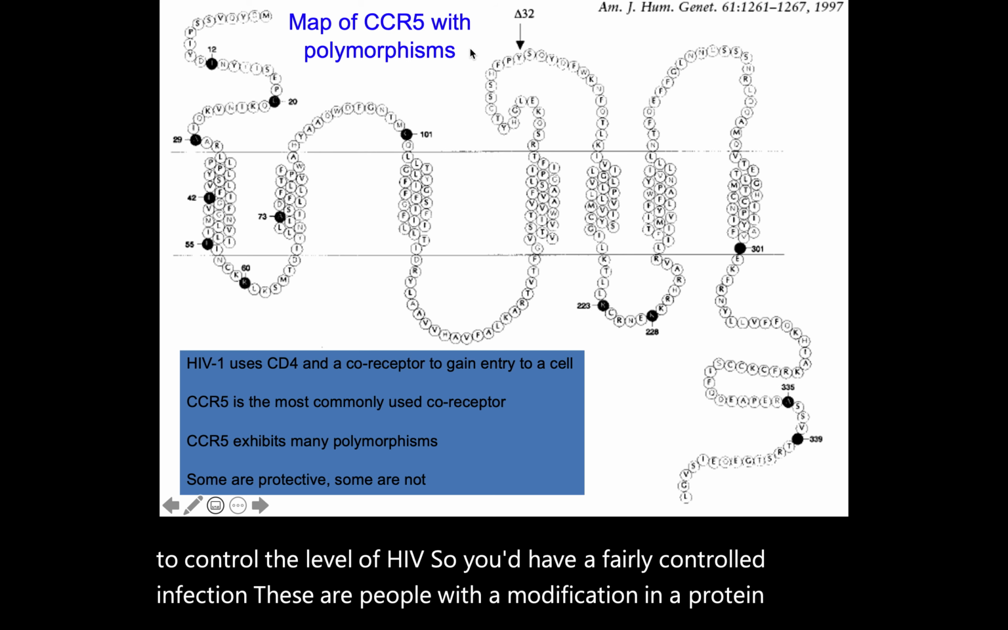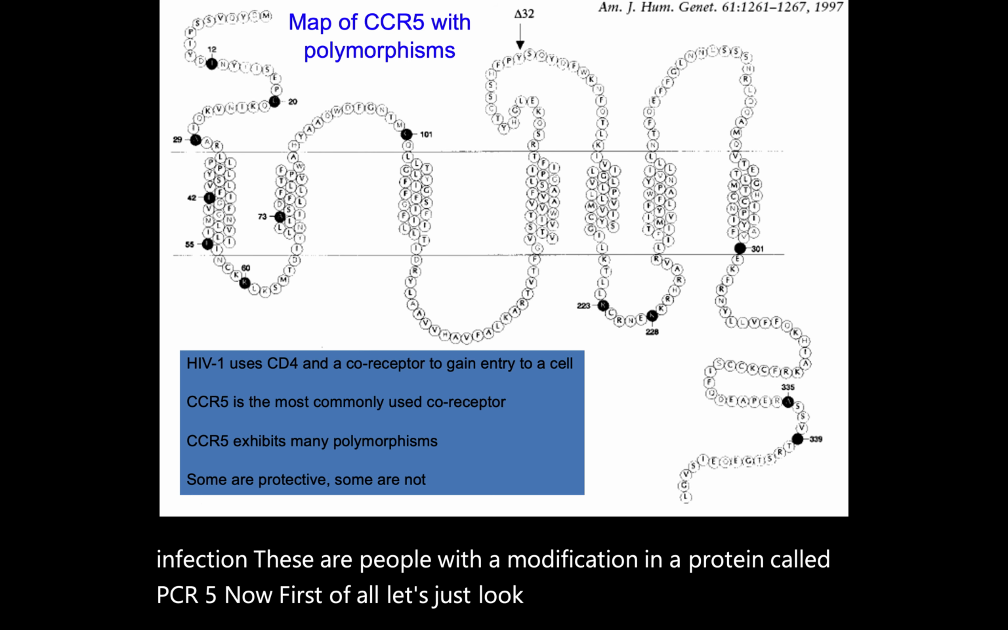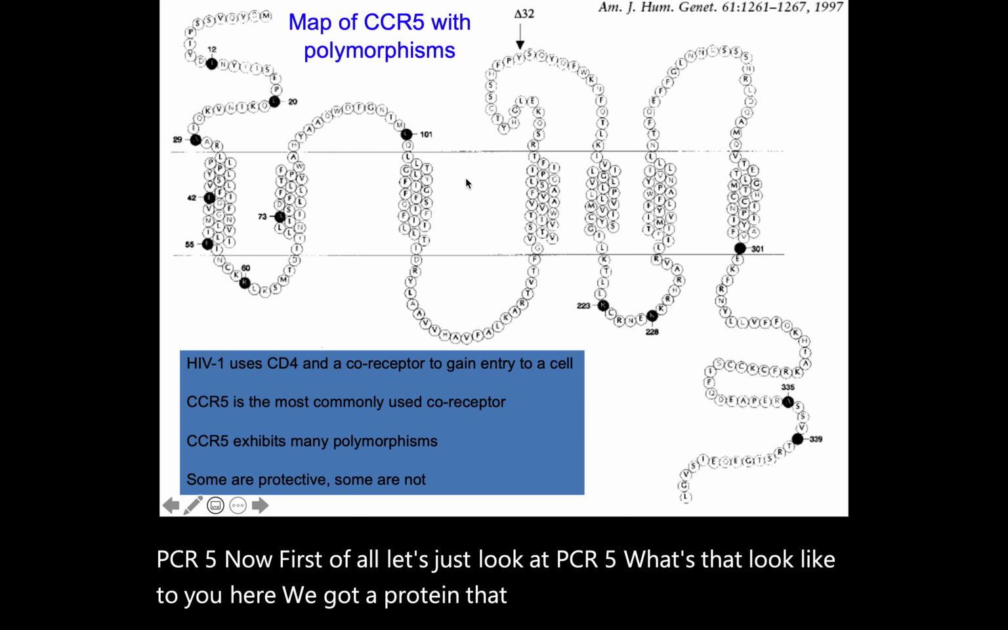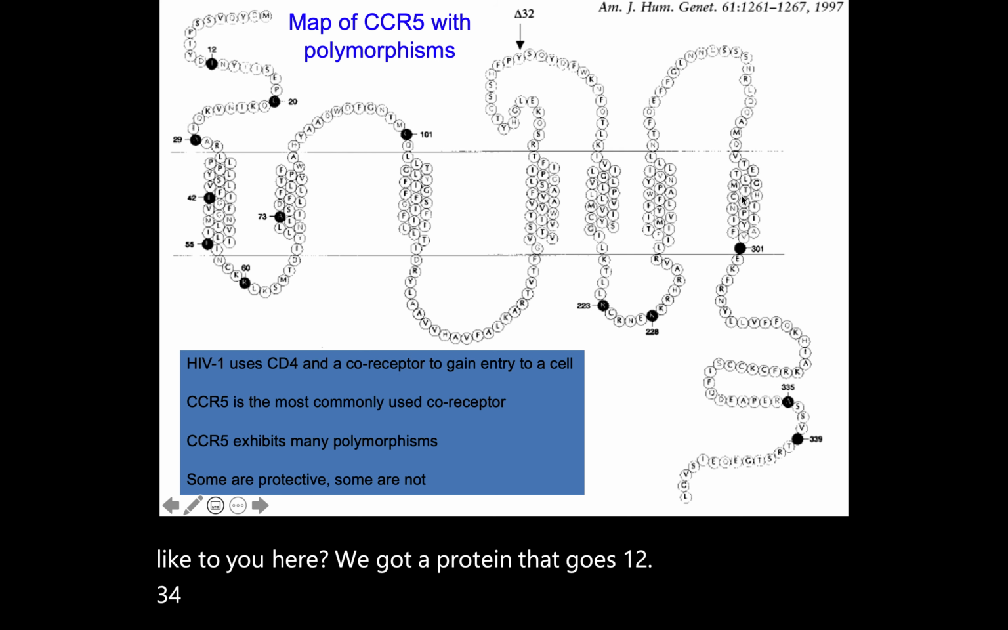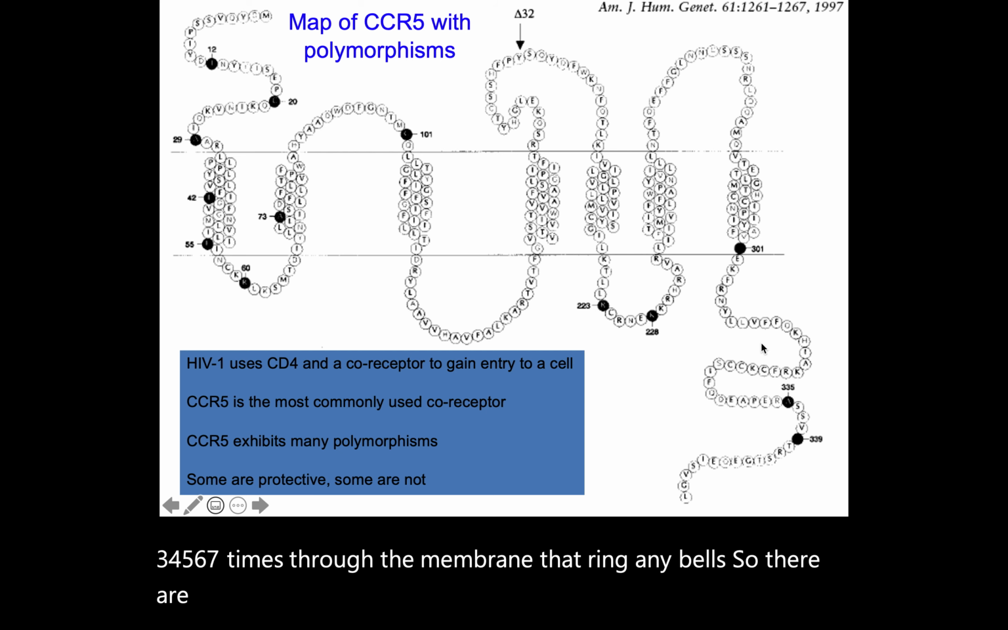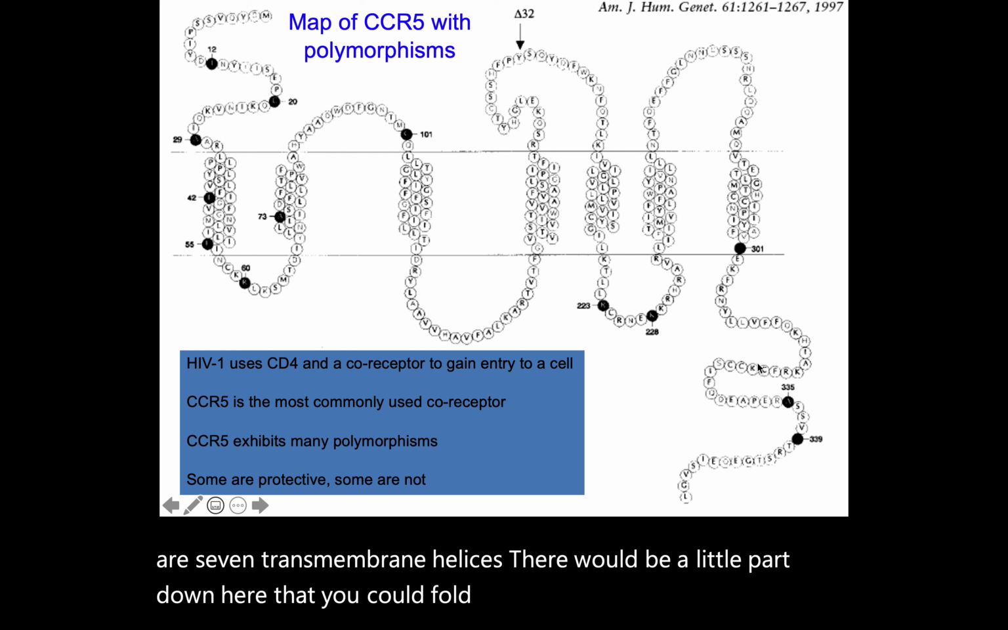Now, first of all, let's just look at CCR5. What's that look like to you? Here we've got a protein that goes 1, 2, 3, 4, 5, 6, 7 times through the membrane. Is that ringing any bells? So there are 7 transmembrane helices. There would be a little part down here that you could fold up into a thing that I would call helix 8, maybe.